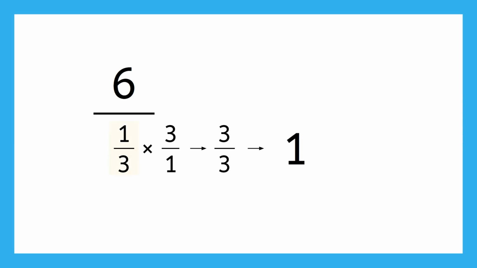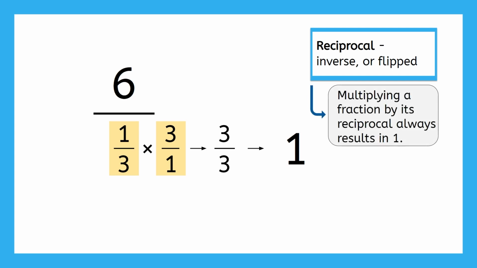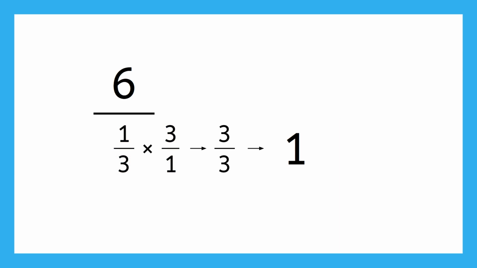Notice how 1/3 and 3 over 1 are flipped around? These fractions are called reciprocals, inverse or flipped fractions. Multiplying a fraction by its reciprocal always results in a fraction of 1 or just 1. Like with most of our fraction work, whatever we do to one part, we must also do to the other to keep things equivalent.